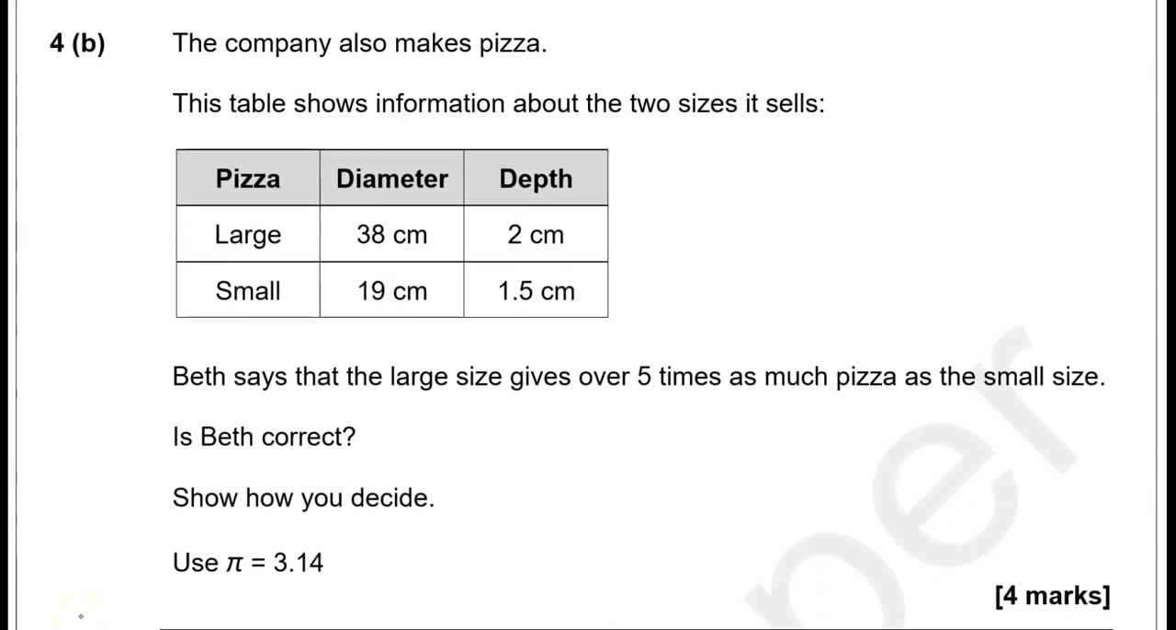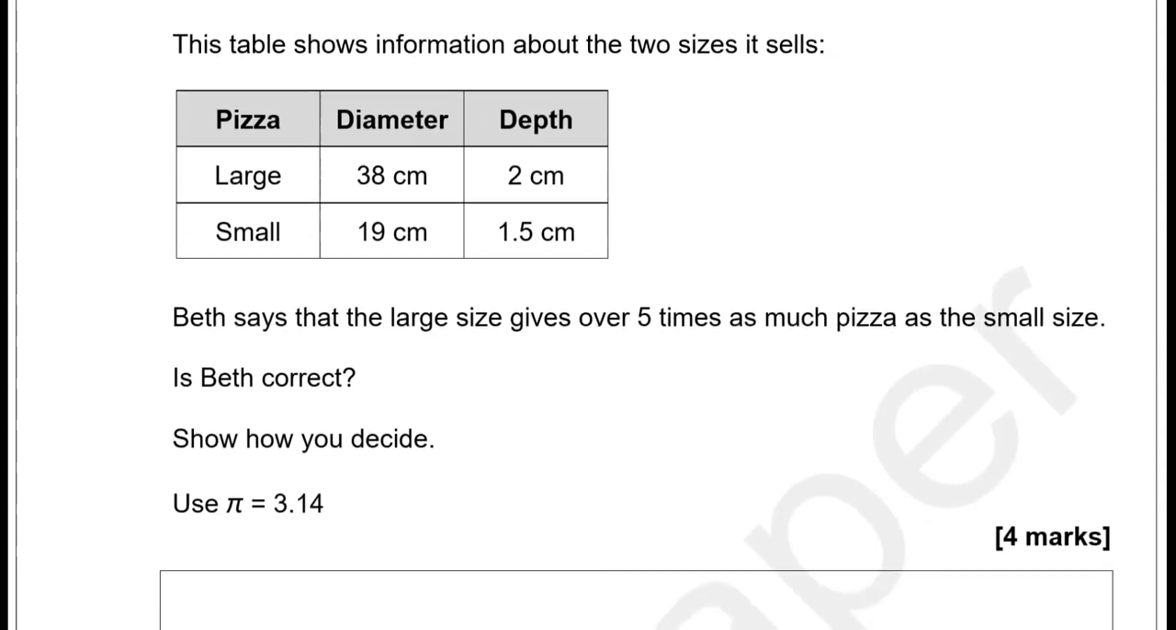The company also makes pizza. This table shows information about the two sizes it sells. We've got large and small. Beth says the large size gives over 5 times as much pizza as a small size. Is Beth correct? Show how you decide. Use pi equals 3.14. So we're going to work out the volume of both of the sizes.